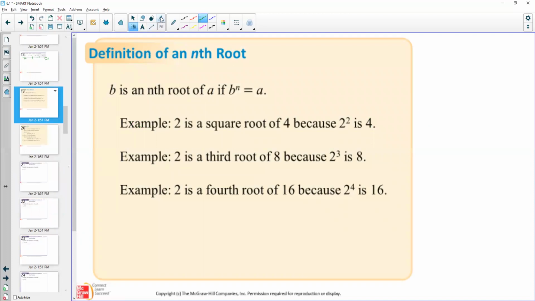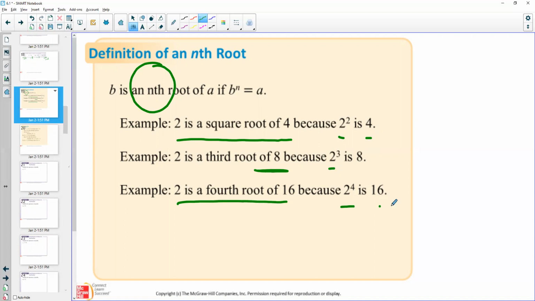So we can take more than square roots, right? B is an nth root, whatever kind of root I want, a cube root, a fourth root, a fifth root, a whatever root of A, if B to that root equals A. So 2 is the square root of 4 because 2 squared is 4. 2 is the cube root of 8 because 2 cubed is 8. 2 is a fourth root of 16 because 2 to the fourth is 16. 2 is the fifth root of 32 because 2 to the fifth is 32. Okay, we can carry this through.